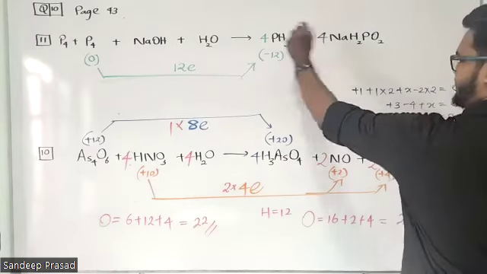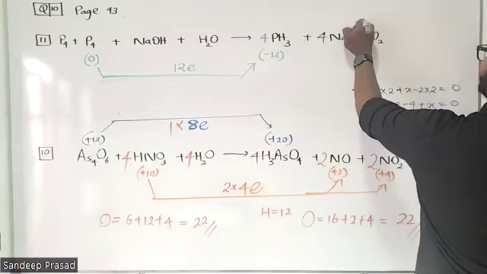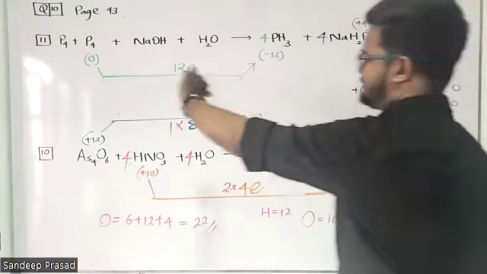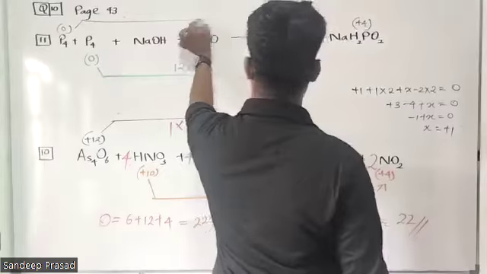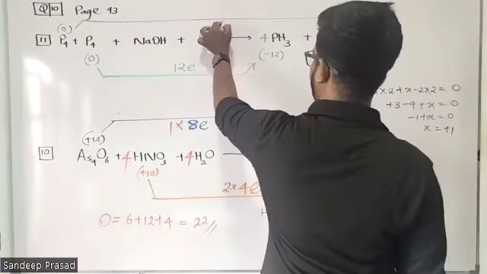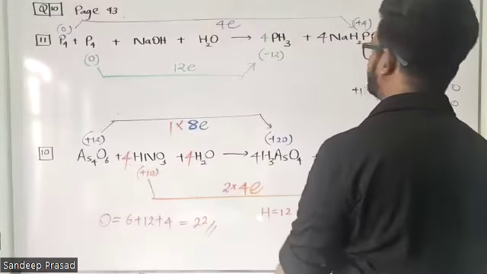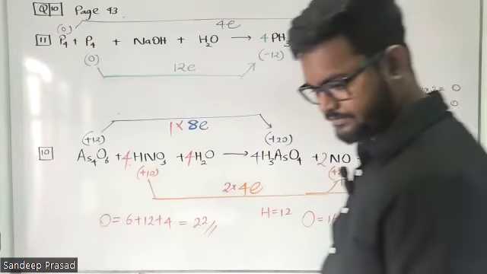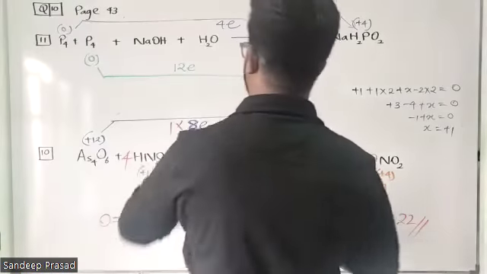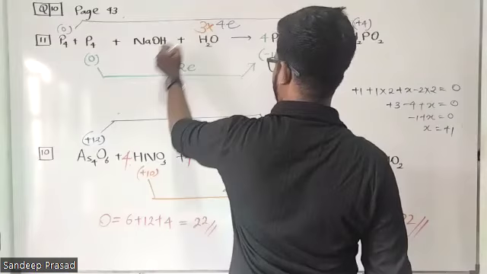But we have to equalize the phosphorus atoms. So plus 1 into 4 is plus 4. And here it's 0. So 0 to plus 4, increment is 4. Then you have to equalize increment and decrement. In order to equalize increment and decrement, let me multiply this one by 3, this one by 1.